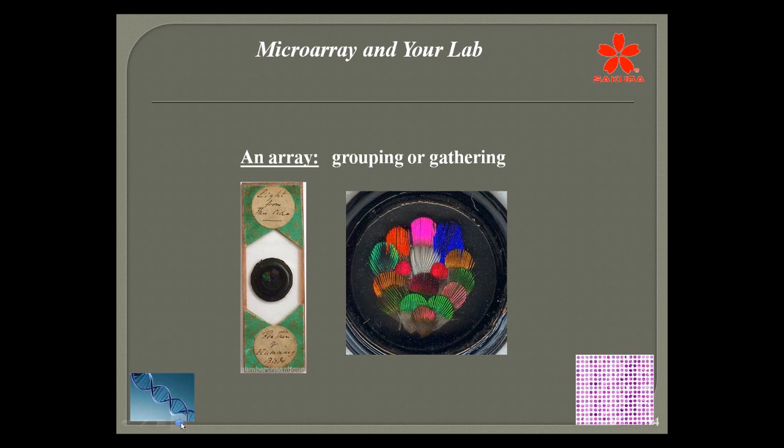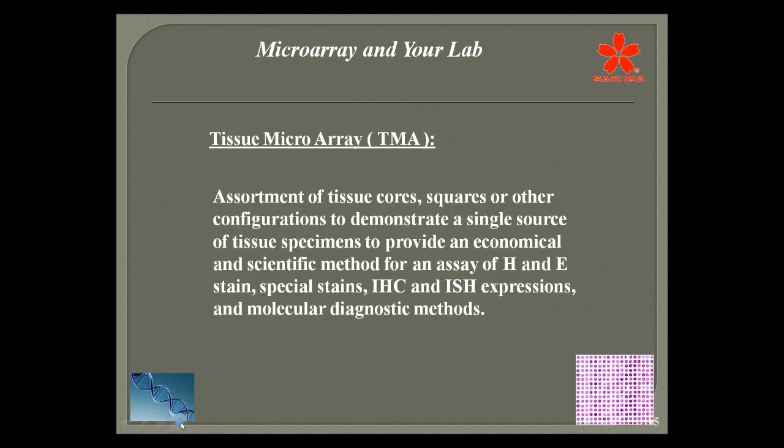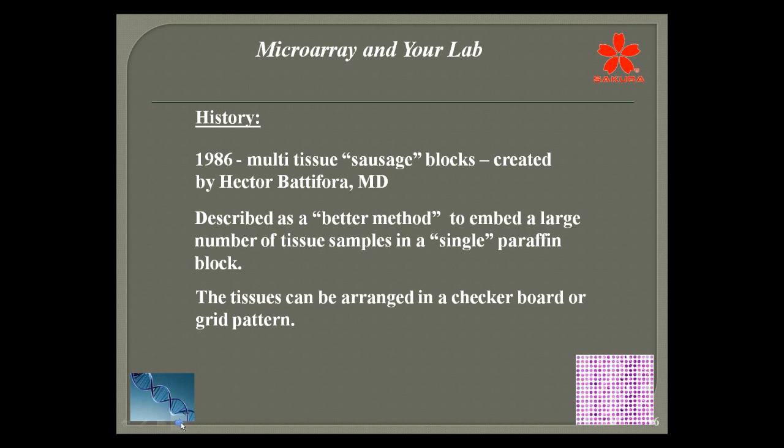Okay. But anyway, this is an array or gathering or grouping of something that you can study. In this particular example, it's the hummingbird feathers. So if we define further, it is an assortment of tissue cores, squares, or other configurations to demonstrate a single source of tissue specimens to provide an economical and scientific method for an assay of an H&E stain, a special stain, IHC and or ISH expressions, and molecular diagnostic methods.